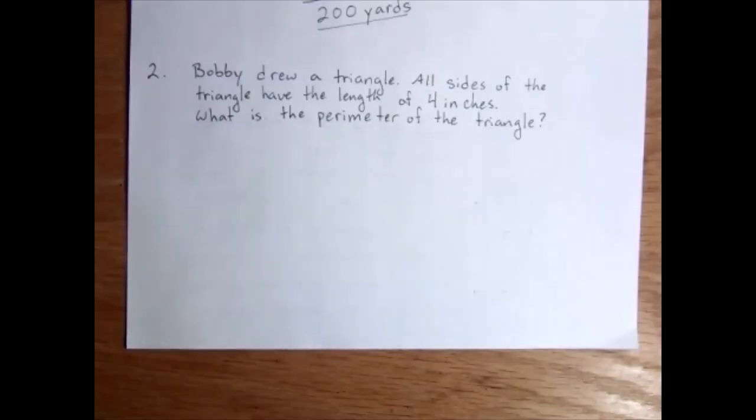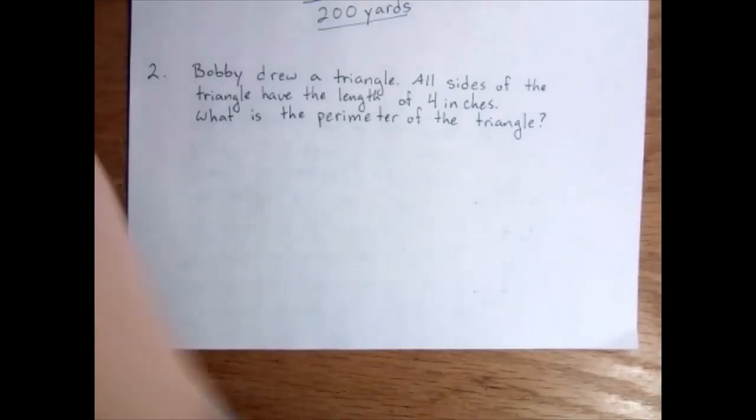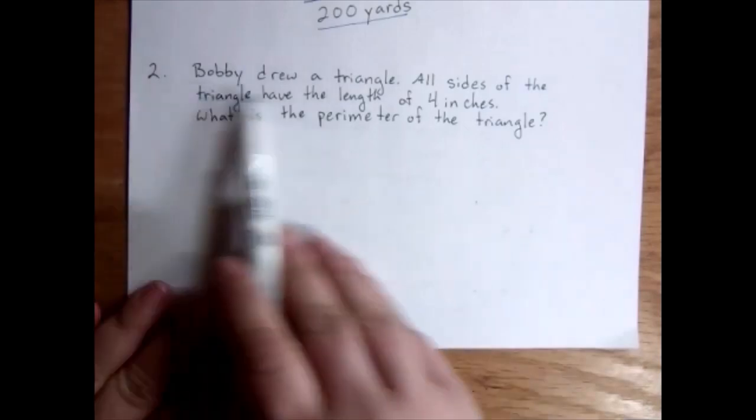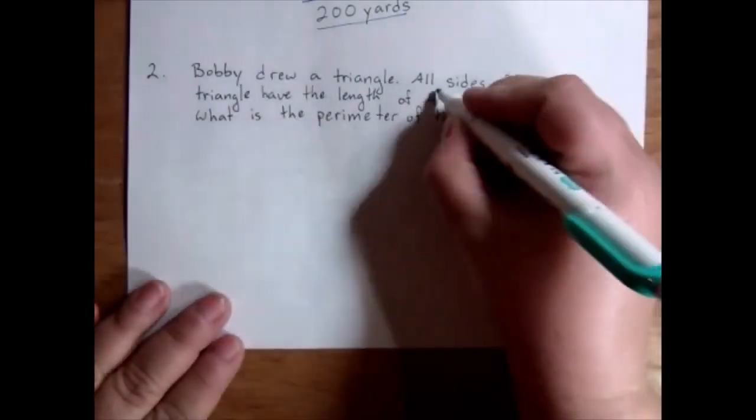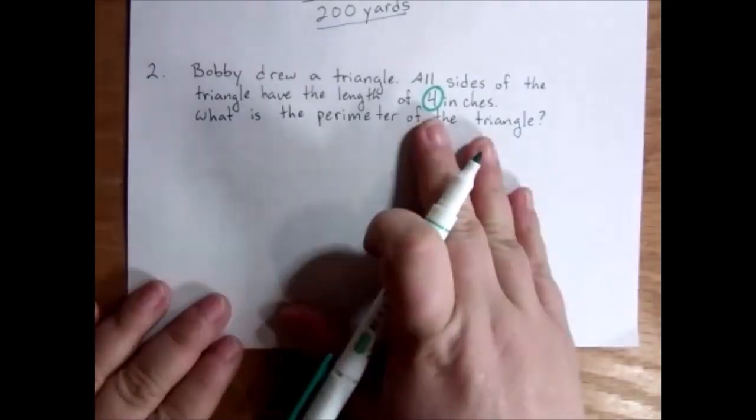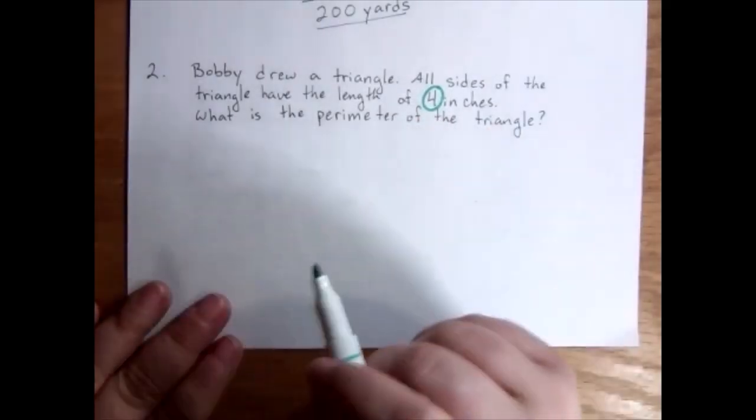Now let's look at question number 2. Bobby drew a triangle. All sides of the triangle have the length of 4 inches. What is the perimeter of the triangle? So let's work through this problem using our strategy. So first we're going to go through and circle the numbers. So let's see, what do we find here? 4 inches. Okay. So this is so far the only number that is given to us.